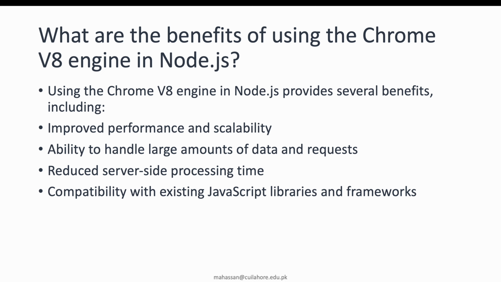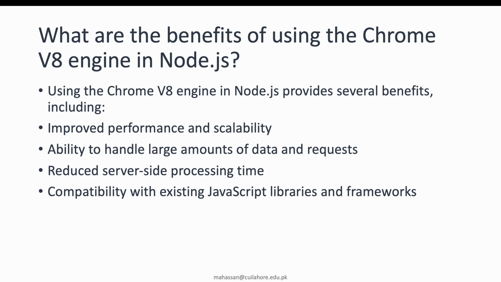Node.js is built on the Chrome V8 engine developed by Google. This engine provides several advantages when used in Node.js. One of the key benefits is improved performance and scalability. V8 is designed to optimize JavaScript code and compile it into machine code that can be executed quickly and efficiently. Another advantage of using V8 in Node.js is the ability to handle large amounts of data and requests.